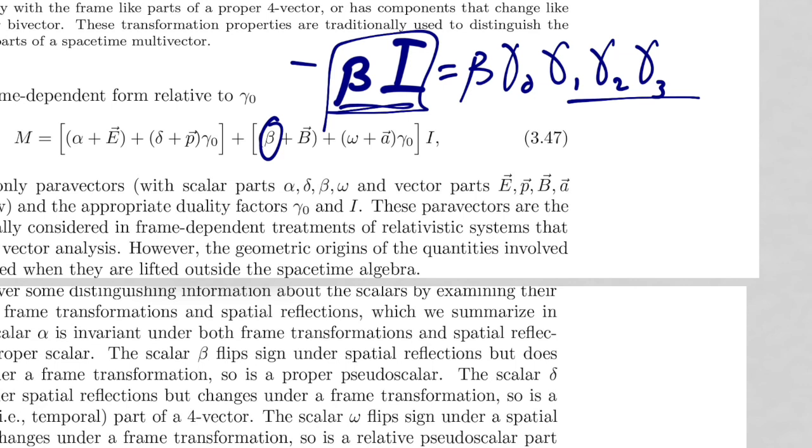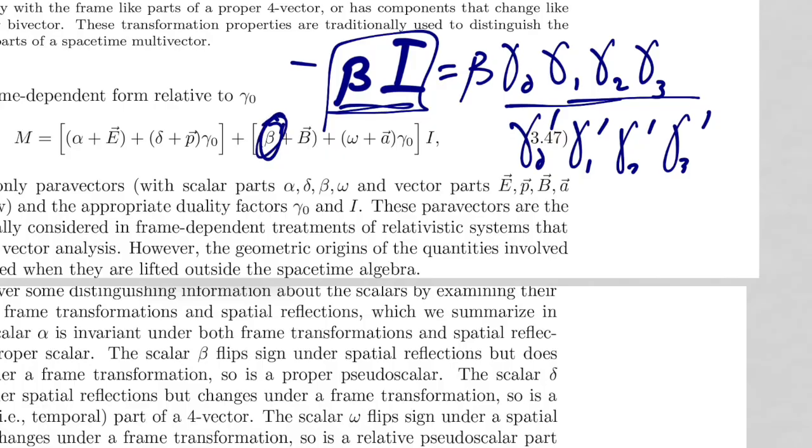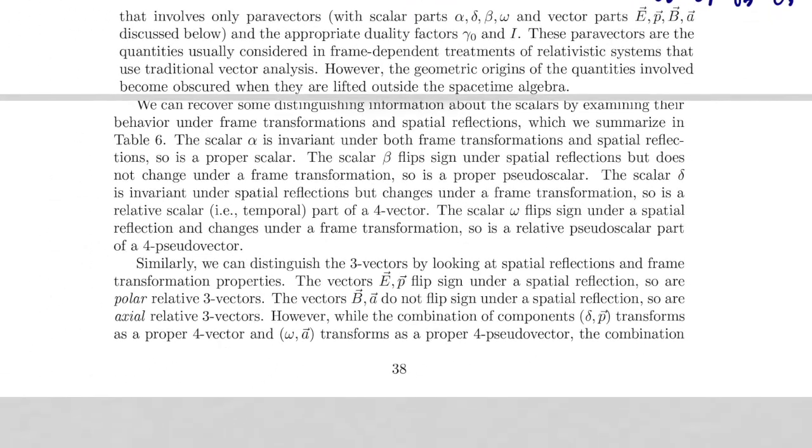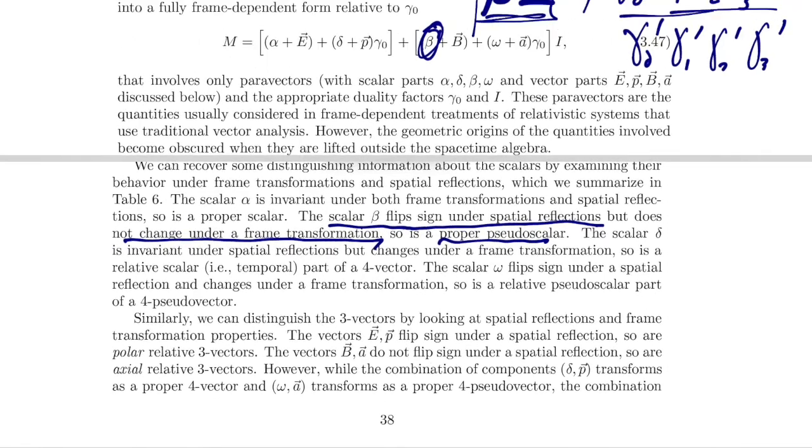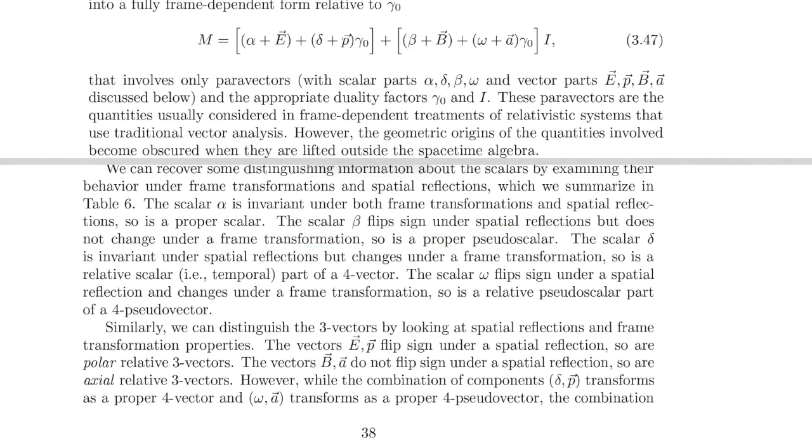But if you transform all the components together, you're just going to end up with gamma 0 prime, gamma 1 prime, gamma 2 prime, gamma 3 prime, and beta, the number beta, won't change. So the scalar beta flips sign under spatial reflections but does not change under frame transformation. We call it a proper pseudoscalar. Then you say, all right, let's look at all the rest of these things. Now, the game is to understand how all of these different pieces transform in different ways. And delta is invariant under spatial reflections but changes under frame transformations. That's delta here. Well, delta is a scalar.